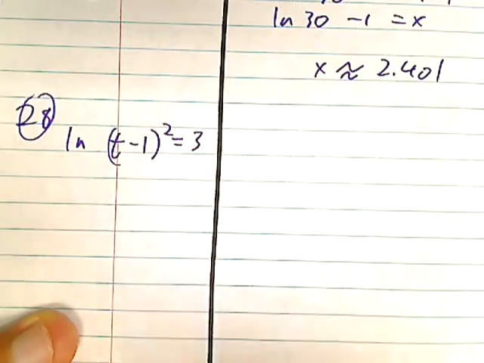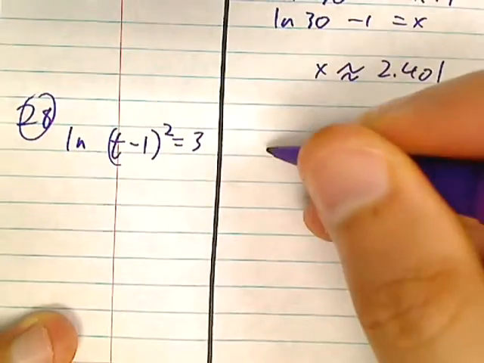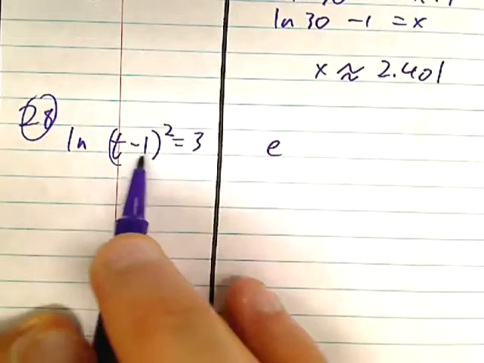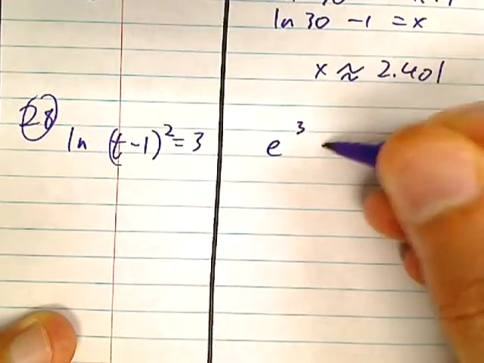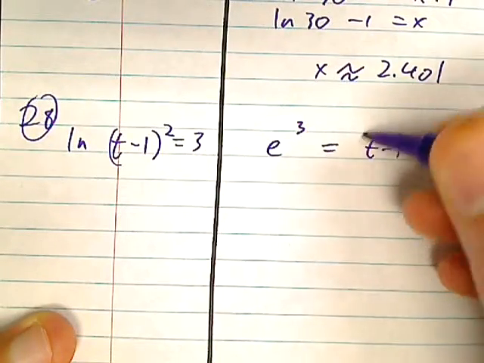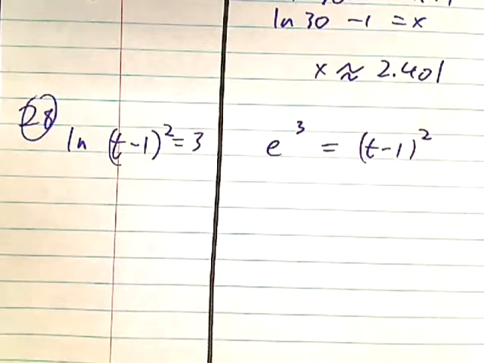Okay, first thing I'm going to do is change log to natural log to an e. And when you change that, you have to switch these two around. So that's e to the third power equals t minus 1 squared.